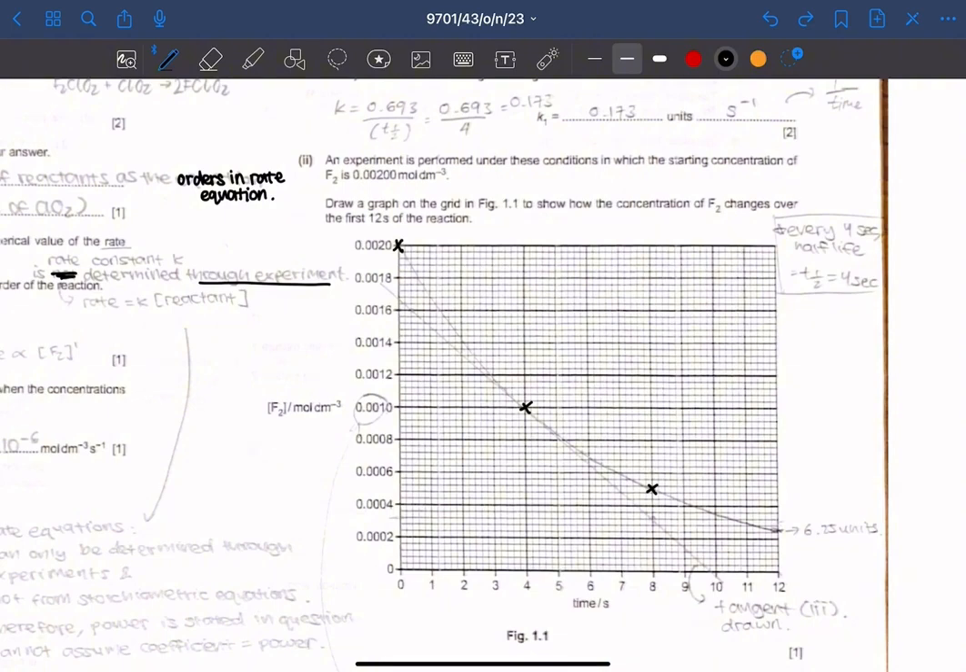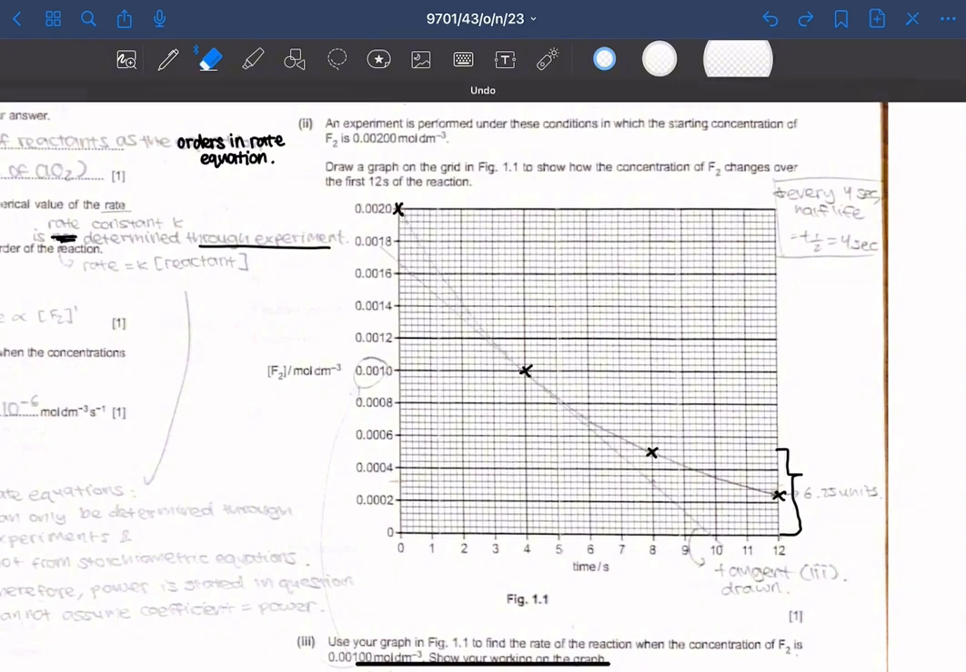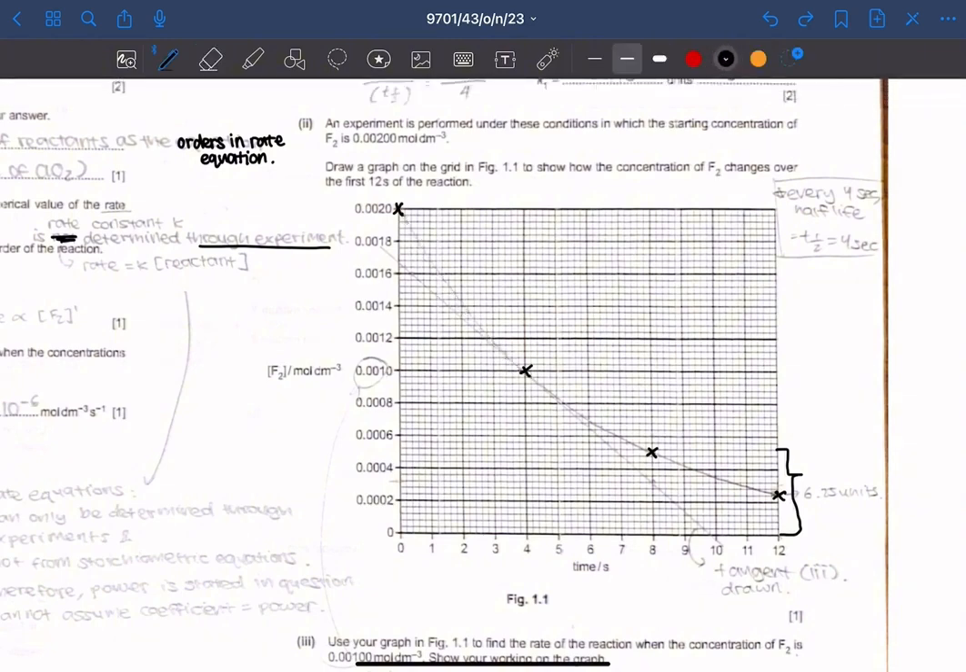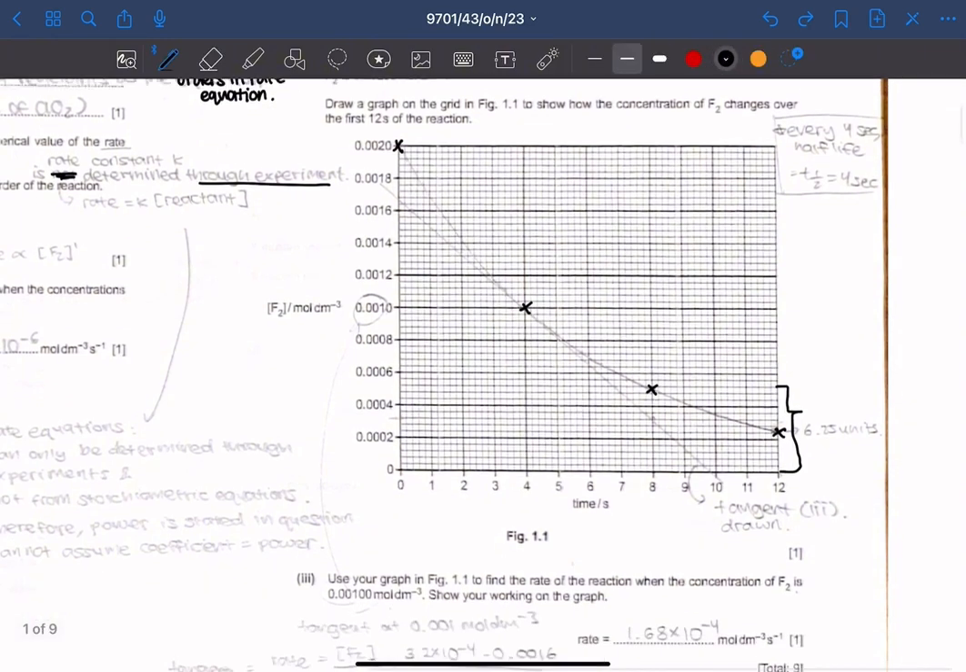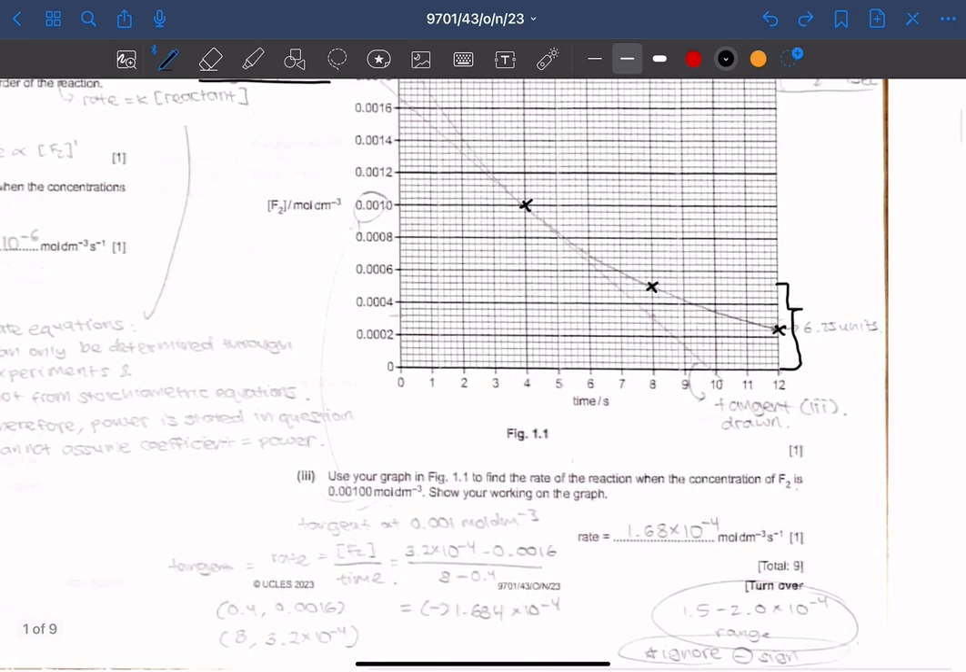and which is at half of 0.0005, around here I measured. And then I would draw a curve connecting them. I can't really draw a perfect curve with a pencil here, so I'm just gonna leave it as is.